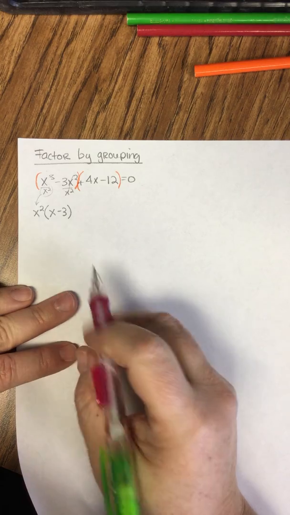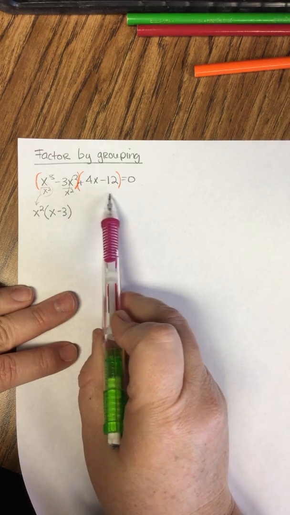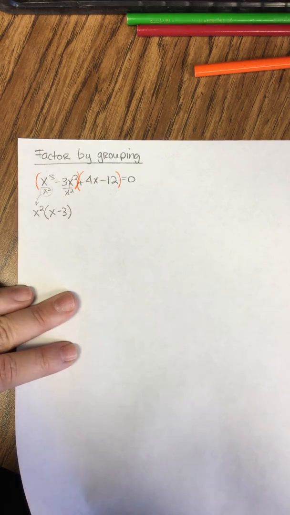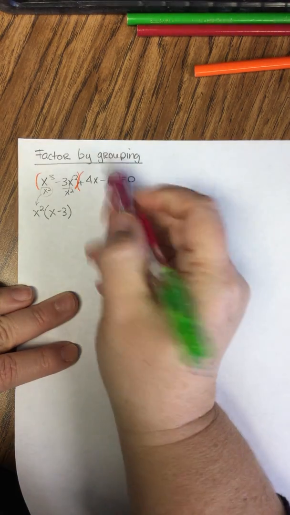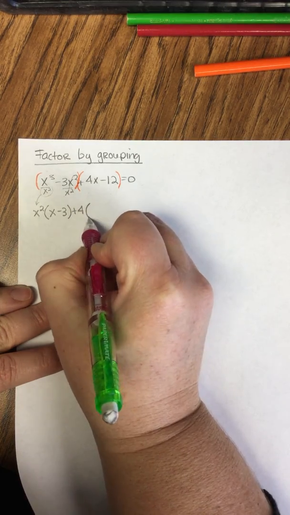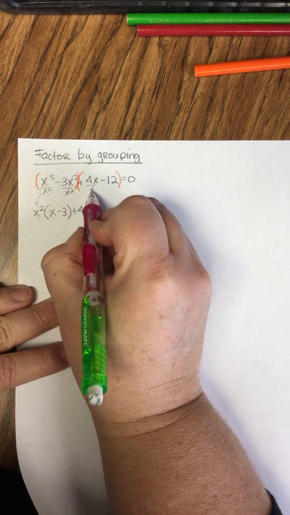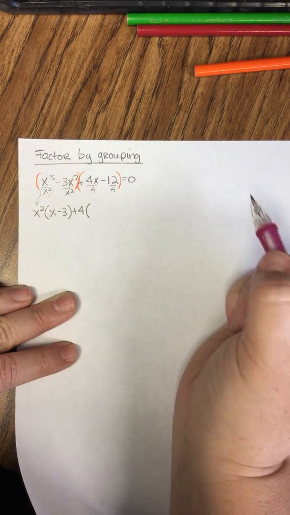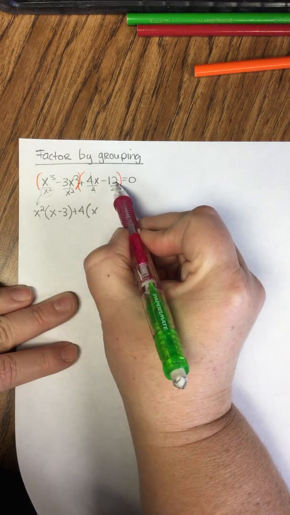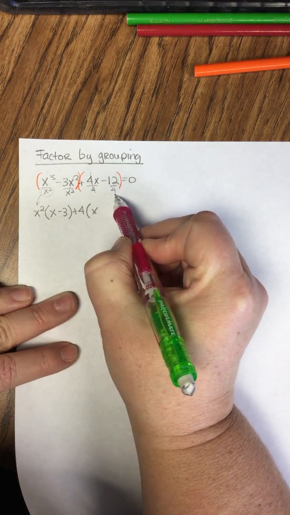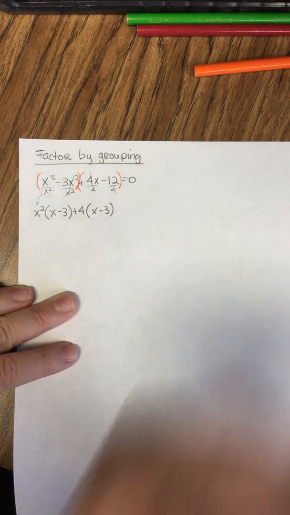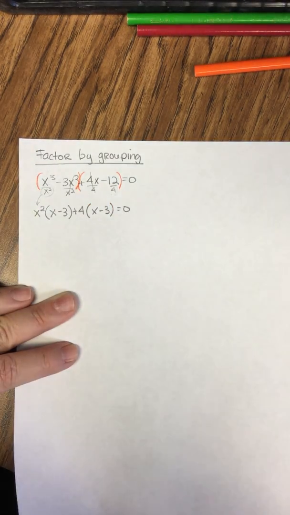Okay, now I'm going to look at this one. I'm going to find out what looks common. Well, it looks like there's a 4 common in both of these. So whatever I think is common is what's going to go out here, and it's a positive 4. That's like dividing each term by 4. My 4's cancel. I'm left with an x. A negative divided by a positive is a negative, so I'm going to have a negative 3. I'm going to close my brackets. This is still equal to 0.